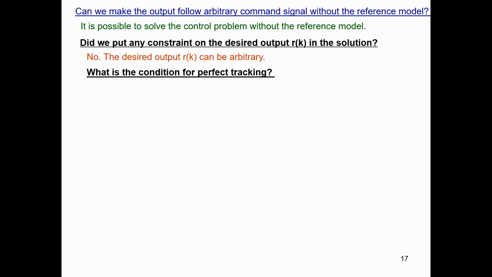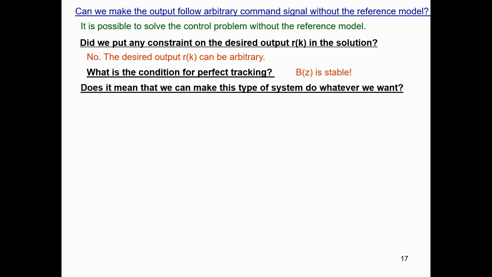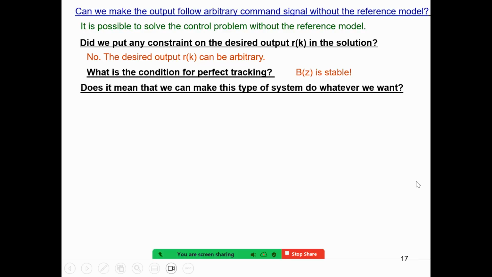But there is certainly a condition for perfect tracking. Do you remember what the condition is? Under what condition will this controller work? B has to be stable. Okay, let's say the system satisfies this condition. Does that mean we can make this type of system do whatever we like? In theory, yes, because your desired output is arbitrary.